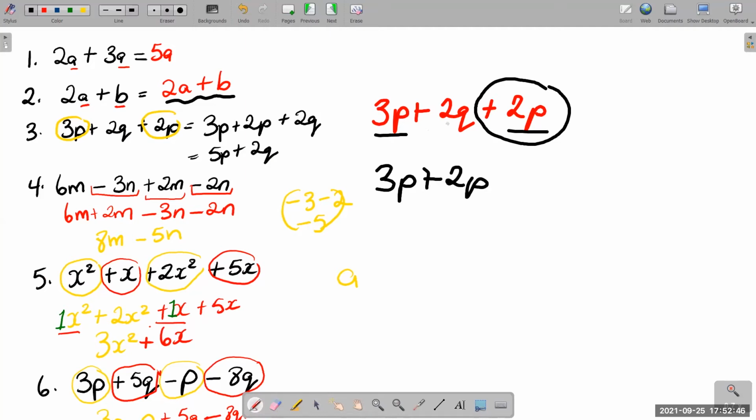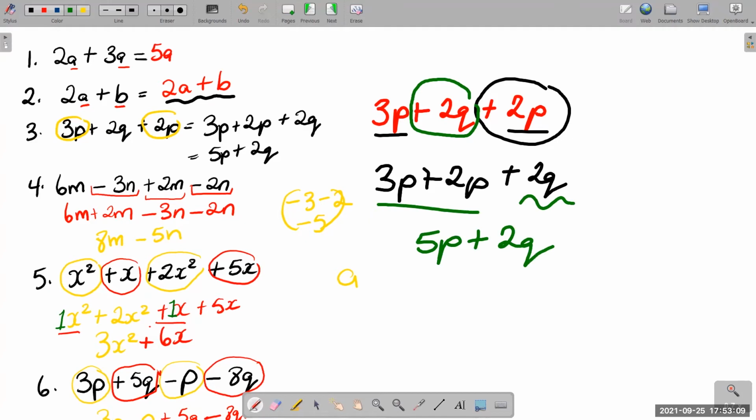And then we know the Q. 2Q is the one odd man out. So we just write plus 2Q. And what came in front of the 2Q? Let me use a different color. Let me use green. So this is going to go with the 2Q. So I know 3P plus 2P is 5P. And I can't do anything with this Q because it's not a like term. So I write it back. So that's the answer. Everybody got that?